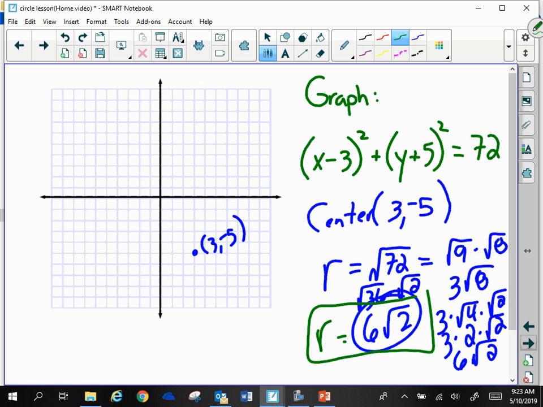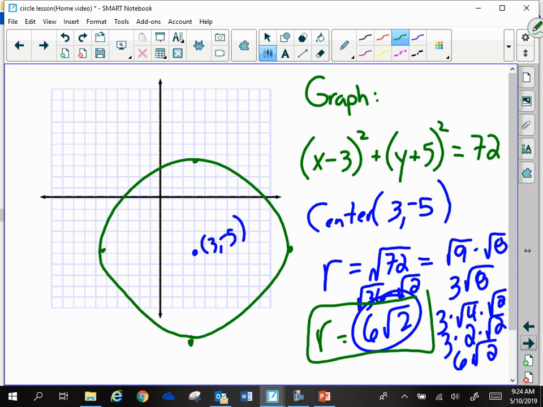All right, so I'm going to go up 1, 2, 3, 4, 5, 6, 7, 8, and a little bit more. Okay, 1, 2, 3, 4. And 1, 2, 3, 4, 5, 6, 7, 8, and a little bit more. There we go.